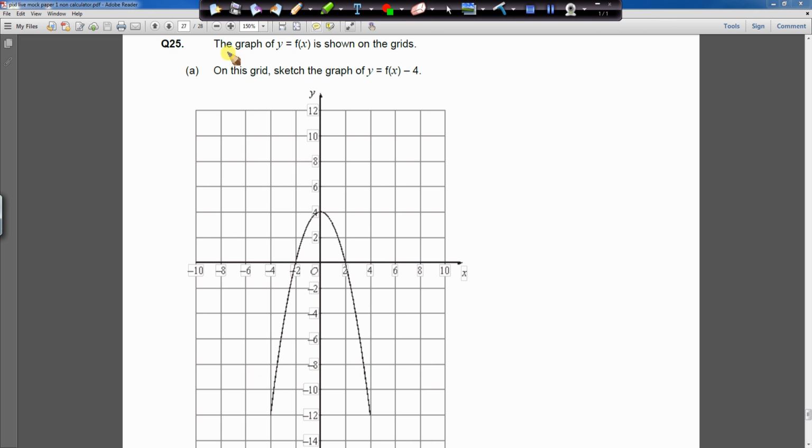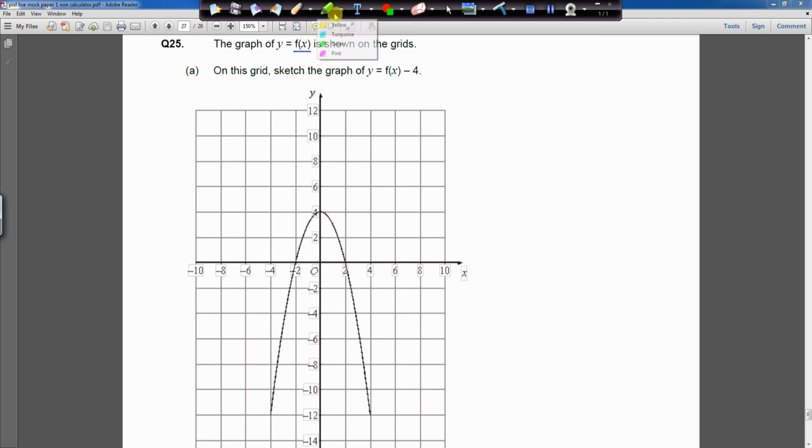Right, let's look at the graph of y is equal to f of x. Now f of x is a generic term used to describe a function. Depending on the question, f of x could be a straight line function, a quadratic function, a cubic function, a sine function, a cosine function. But in this particular case, it represents a quadratic function, as you can see, shown on the grid. On the grid, sketch the graph of y is equal to f of x.